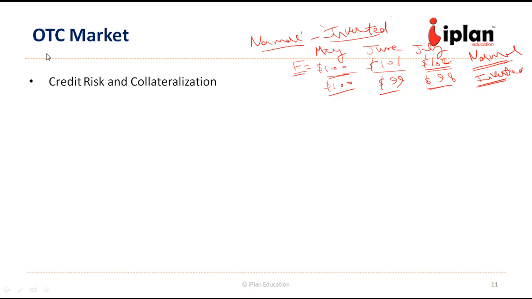Now let us look at the over the counter market. As we know, in the case of over the counter market, there is a credit risk involved, since the counterparty might fail to pay the obligation, so that gives rise to a credit risk. Since there is no exchange involved in between which is taking responsibility for the payment, the credit risk will be higher in the case of over the counter market.